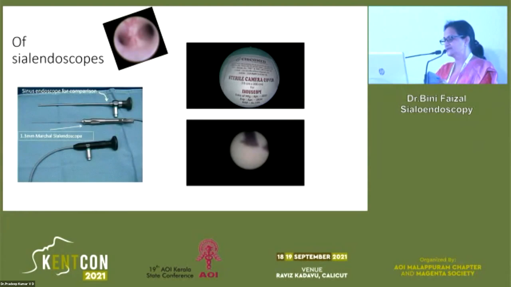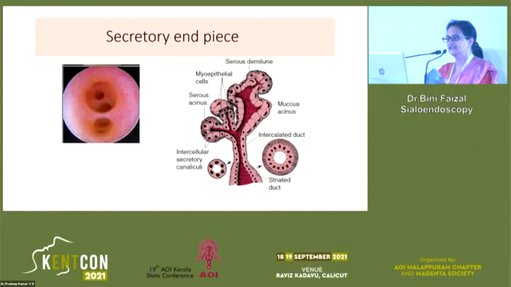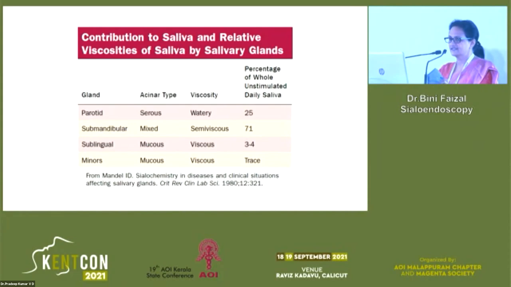So this is a functional unit of the salivary gland. I will not be going into the details of it. Just to tell you, in the resting stage, 75% of your saliva is secreted by the submandibular gland, and in the stimulated stage, the majority is by the parotid. So each gland has its role, so you cannot just remove them.